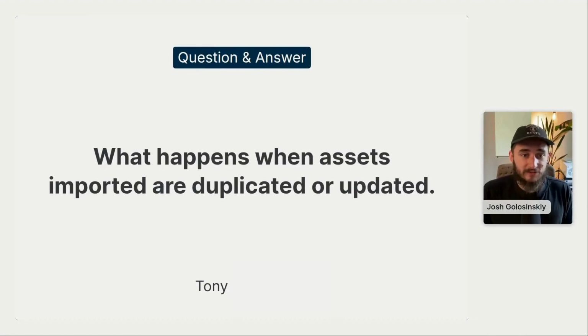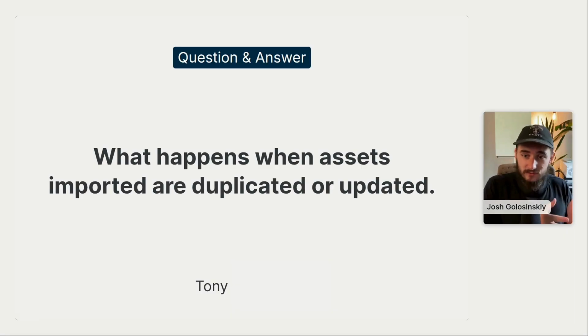What happens when assets imported are duplicate or updated? Great question. So when you're actually importing, there's a little checkbox next to it that says something like source of, not source of truth, but it's like the mapping key, I think is what it's called. And that's what's going to be checking if something is unique or not.